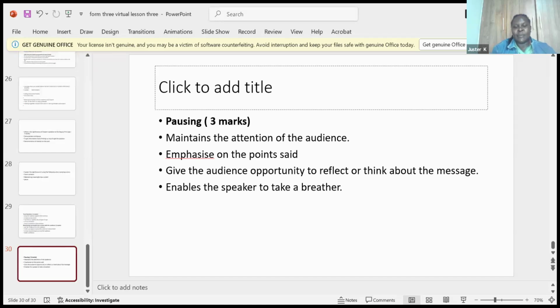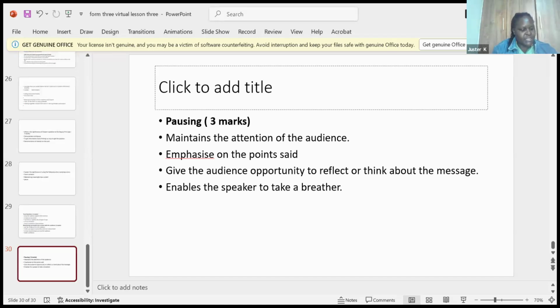It is to build an anticipatory mood so that the audience are now anticipating what you are going to say next. Then a long pause, where we have either a dash or a full stop. It maintains the attention of the audience because there's that anticipation of what you're going to say next, it emphasizes the points that you've said, it gives the audience an opportunity to reflect or think about the message that you have given, and it also enables the speaker to take a breather.